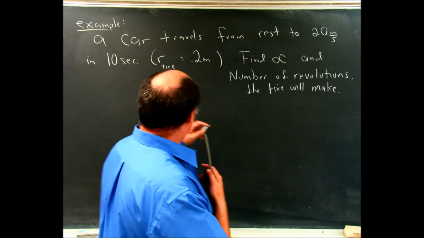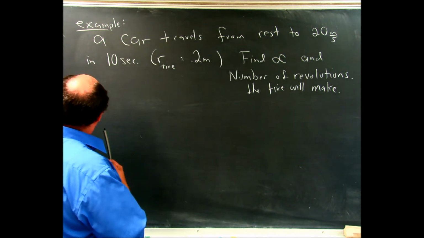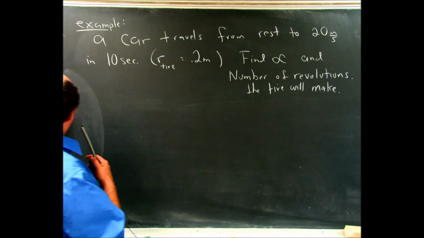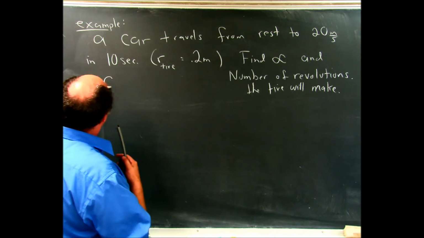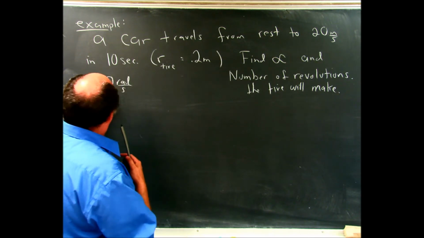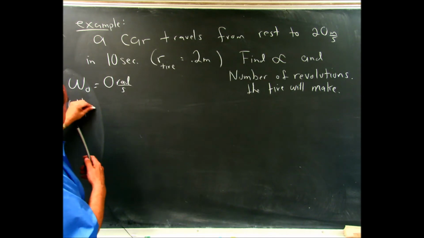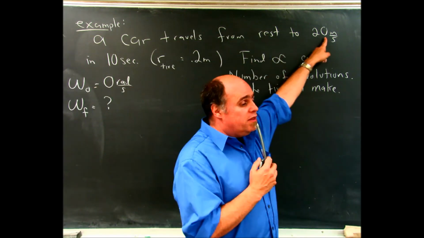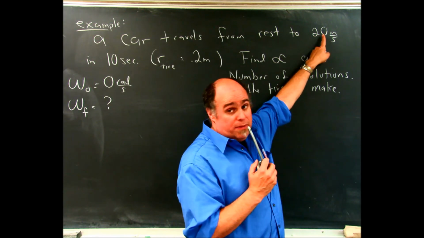So I'm going to convert. I'm going to say my initial angular speed, omega, is 0 radians per second. My final angular speed is, well, it's unknown. You see, they told me my final linear speed was 20 meters per second, so I have to convert that.